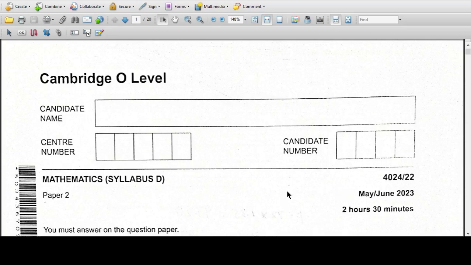Bismillah Rahman Rahim. In this session, we will discuss the O-level mathematics course for O-level students, and this is the P2 exam version 2 for May-June 2023.